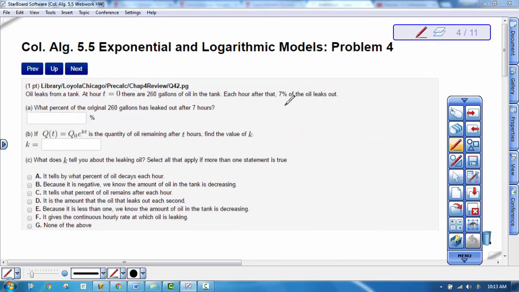And this is the same problem with just different numbers. So we can try this one for extra practice if you want, but it's going to be the same process, so I probably won't grade this problem.